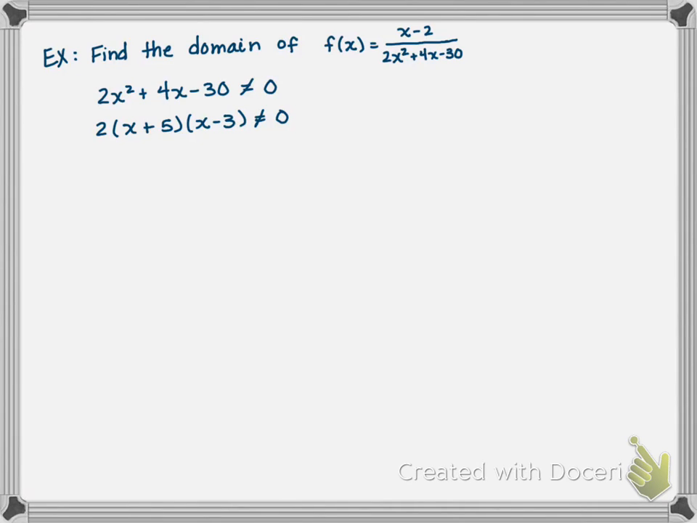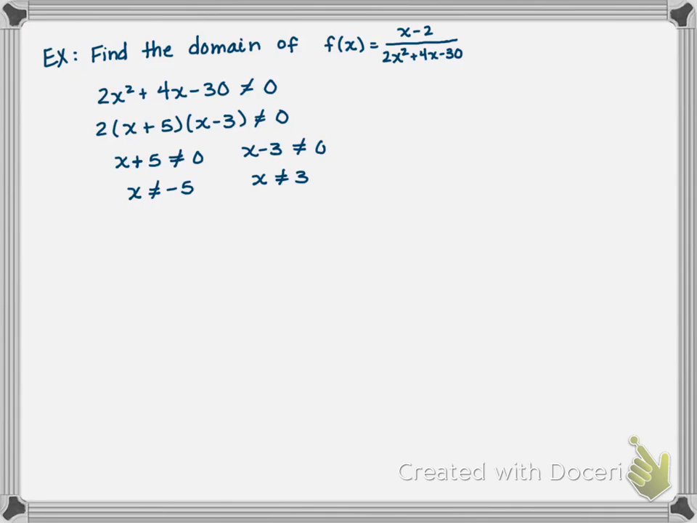So then notice that our GCF in this case is constant, right? It's just a 2. Well, 2 is never going to be equal to 0, so we don't have to worry about it. Again, if your GCF is a constant, it's not going to contribute anything to your solutions. So we only have to take our 2 factors, x plus 5 and x minus 3. So x cannot be equal to negative 5, and x cannot be equal to 3.